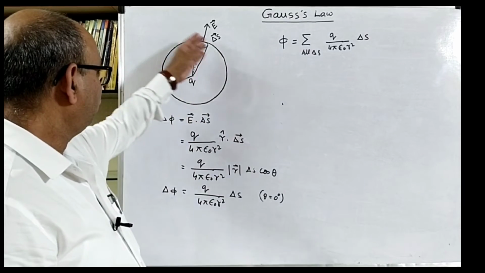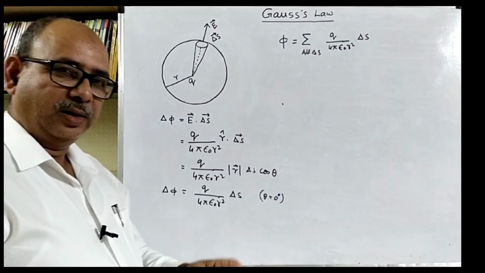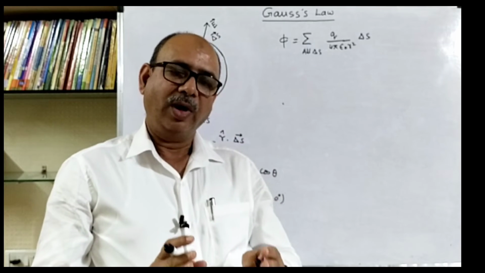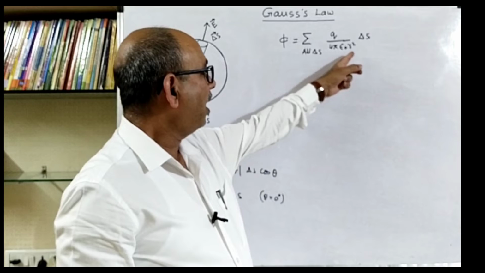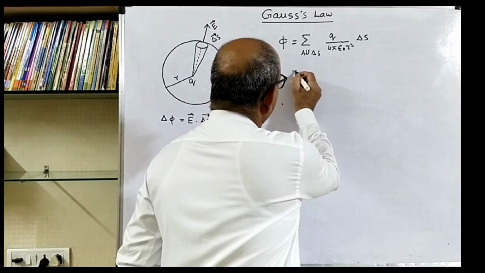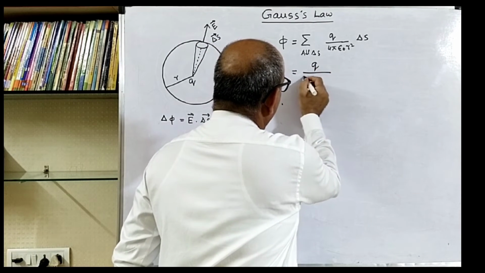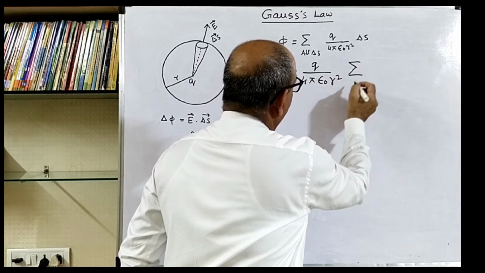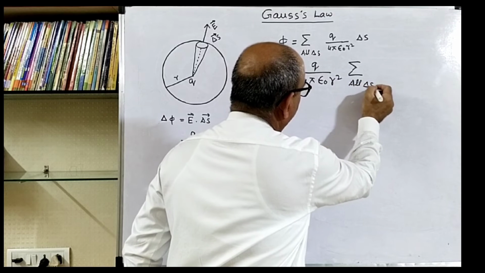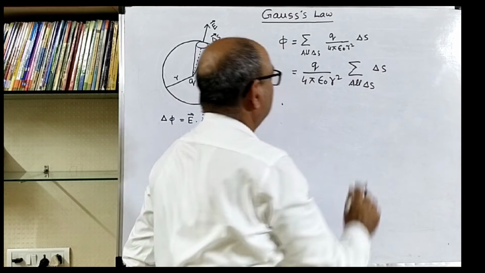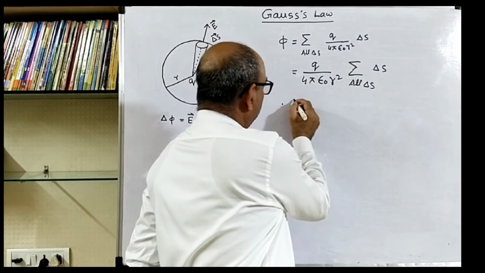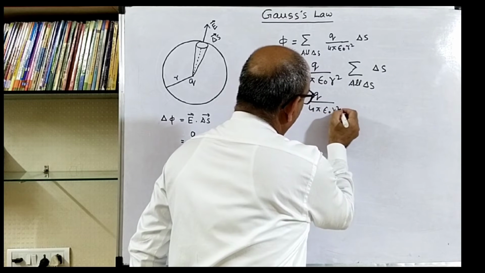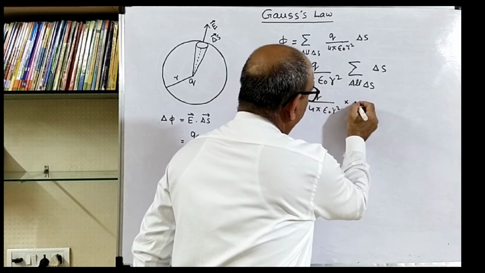Here we have considered a sphere and charge is placed at the center. That means at any point on the sphere the value of the radius will be same. That means r is here a constant. We can take out Q divided by 4 pi epsilon naught r square, summation of all delta S, which is equal to Q upon 4 pi epsilon naught r square multiplied by area of sphere.